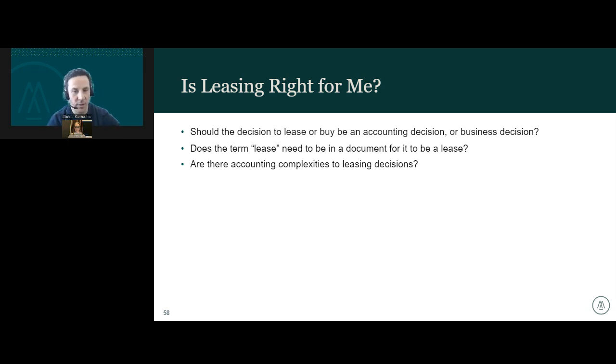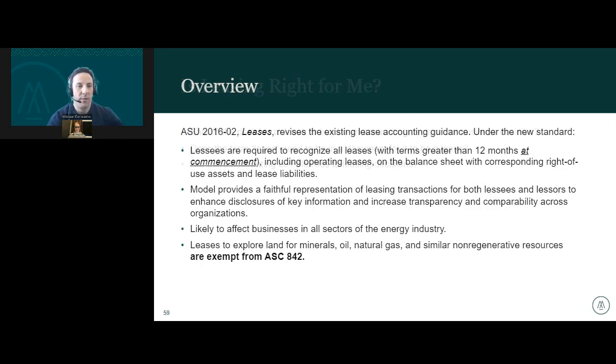So as you can see, there's a lot of things to consider when entering into new contracts or modifying an old contract. So, a very high overview here. Lessees are required to recognize all leases that have a term of 12 months or greater at the commencement date of the lease. So you recognize a right of use asset and a corresponding lease liability.